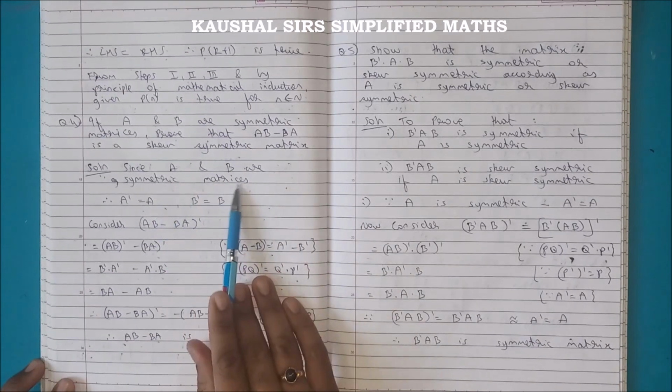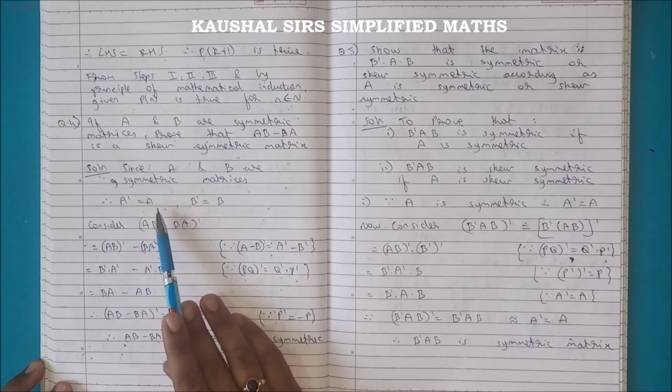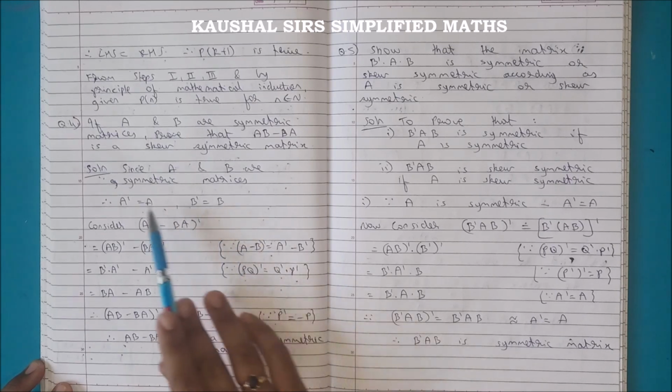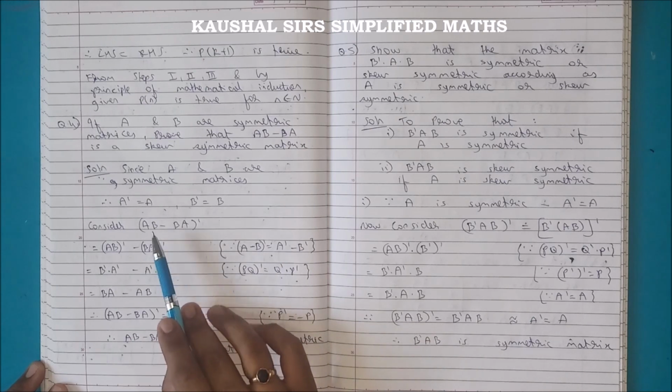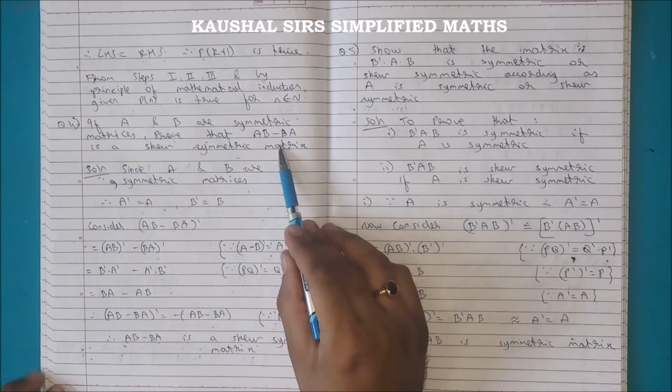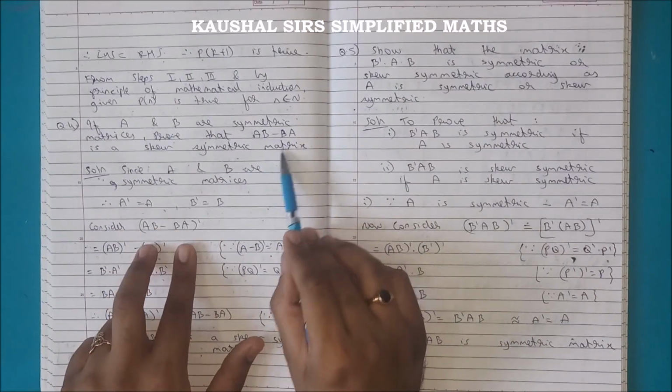Since A and B are symmetric matrices, therefore you can say that A dash is equal to A and B dash is equal to B. This is the definition for symmetric matrices. Okay, now what do we do is consider AB minus BA the whole dash. इसके ट्रांसपोज से स्टार्ट करो.